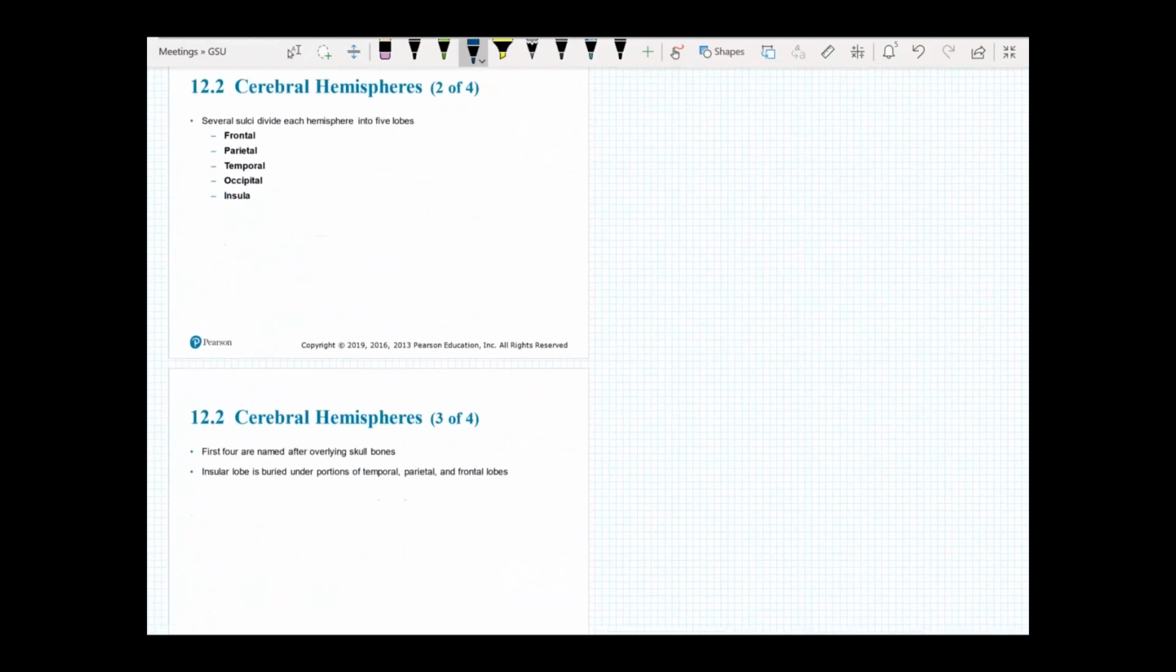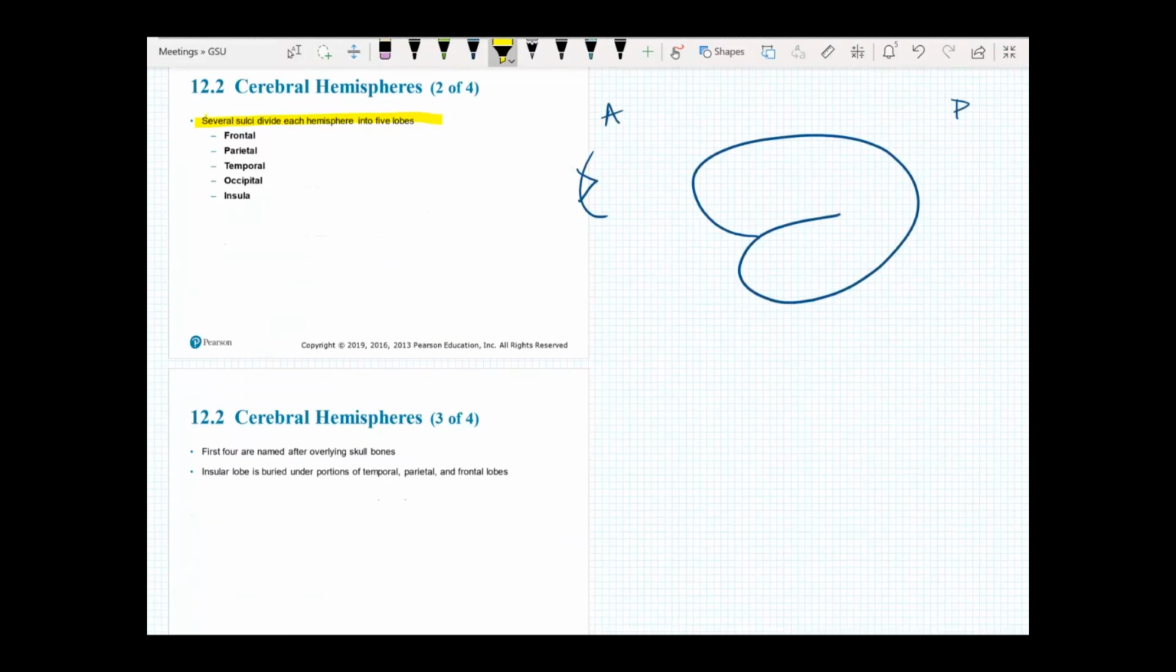The sulci, the grooves, will divide the brain into 5 lobes. These mirror the bones of the skull, so they are super easy to remember. Your brain looks like this. These are your eyes, so you're looking forward. This is the anterior, this is the posterior side. So there will be the frontal lobe of the brain, and there is a fissure that will divide that. This will be your frontal lobe.